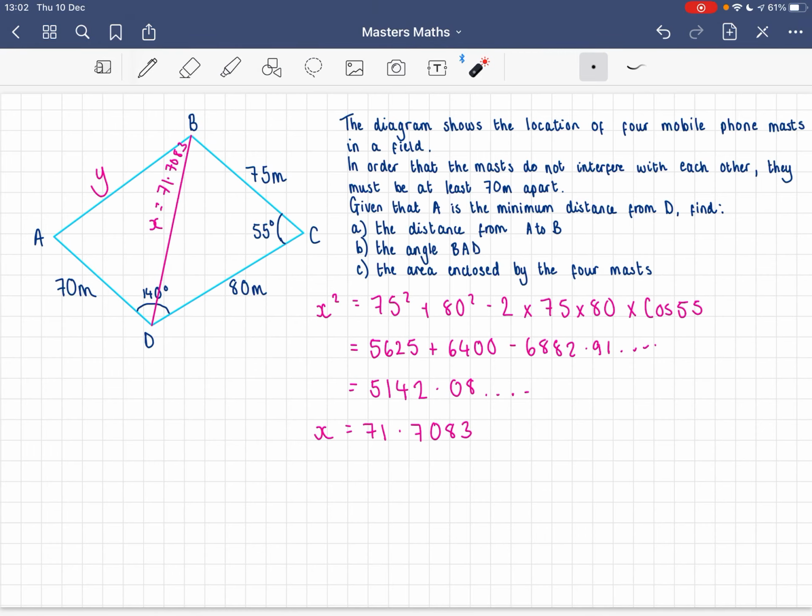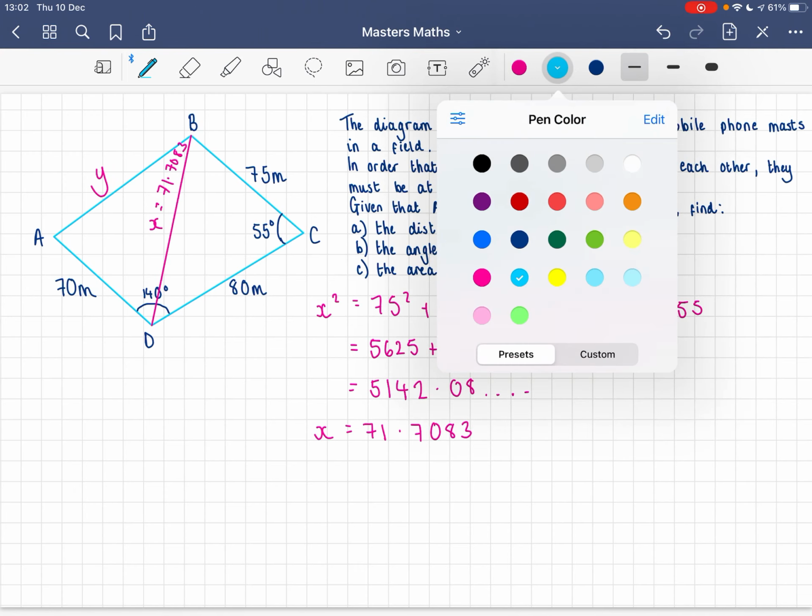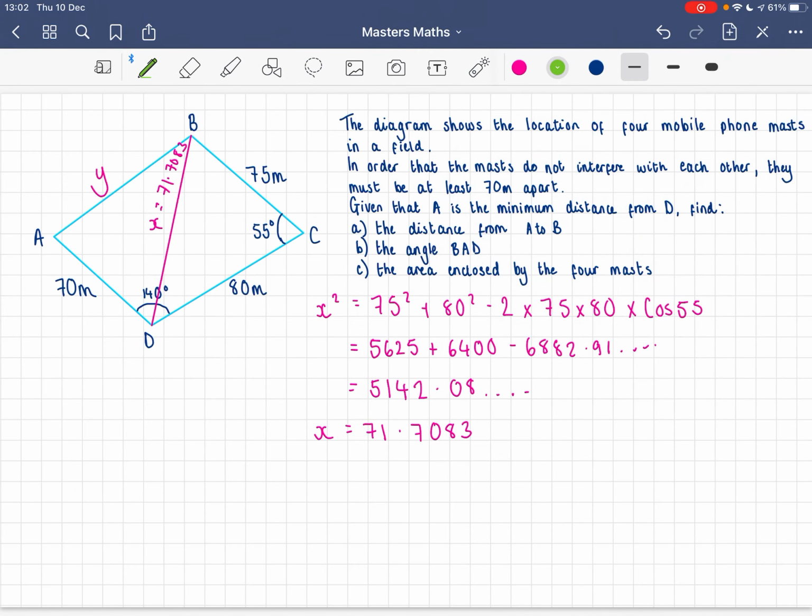I could use cosine rule, but I'm not going to. I'm going to use sine rule because it's easier to work with, basically. So I am going to use a different colour. Might use green. I'm going to call this angle that I am trying to find angle B, which makes this side B, and I'm going to call this 55 angle A, which makes this side A.